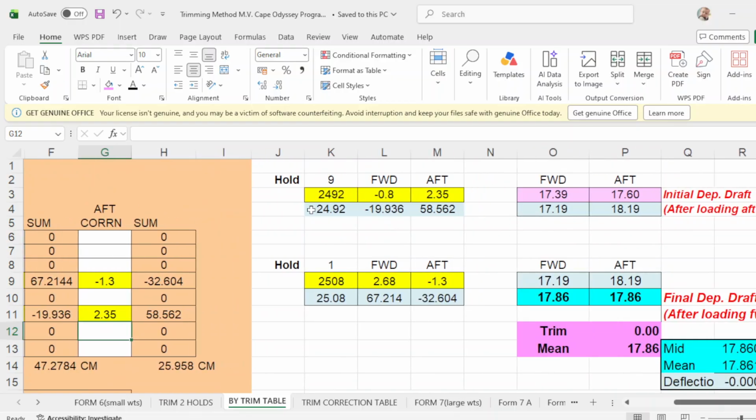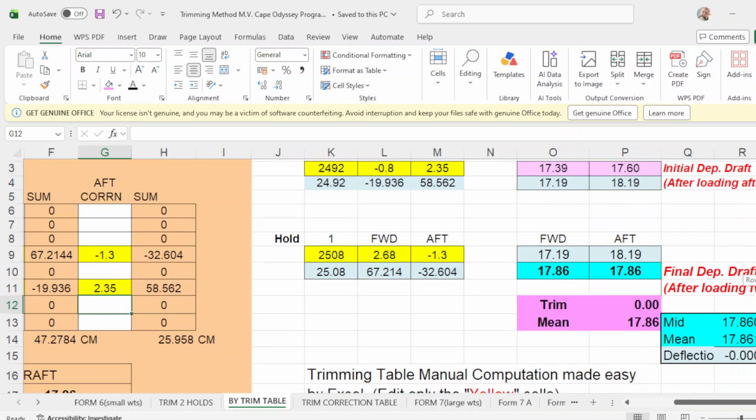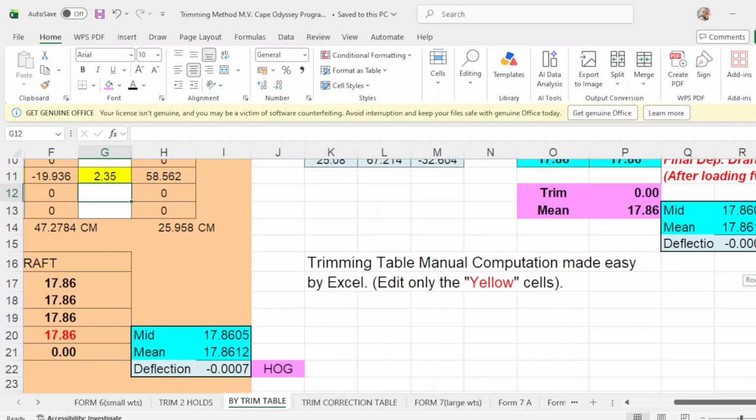What happens if we load 2492? This is the initial drop. After loading 2492 in number 9, this will be your drop: forward 17.19, up is 18.19. So bring this down. Then you load in hold number 1 the 2508. After completing the loading of 2508, your final drop forward will be 1786, up will be 1786, zero trim, and your main is 1786. Okay, and your deflection is 0.